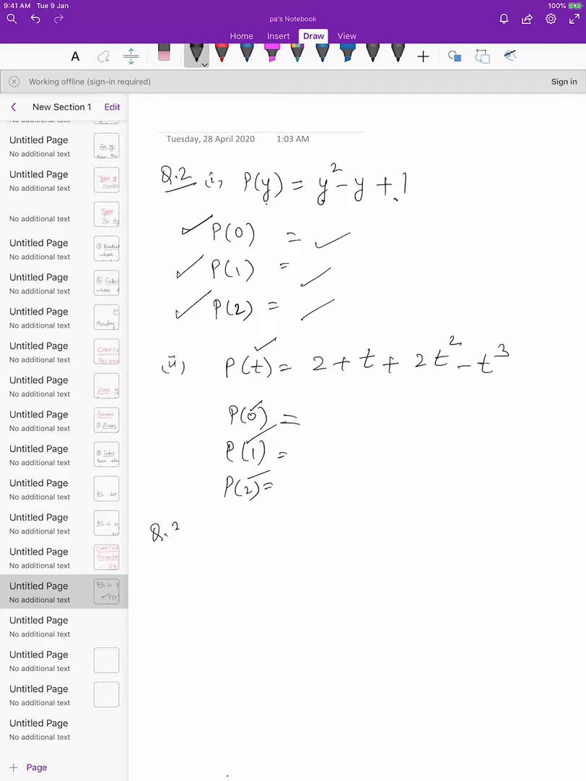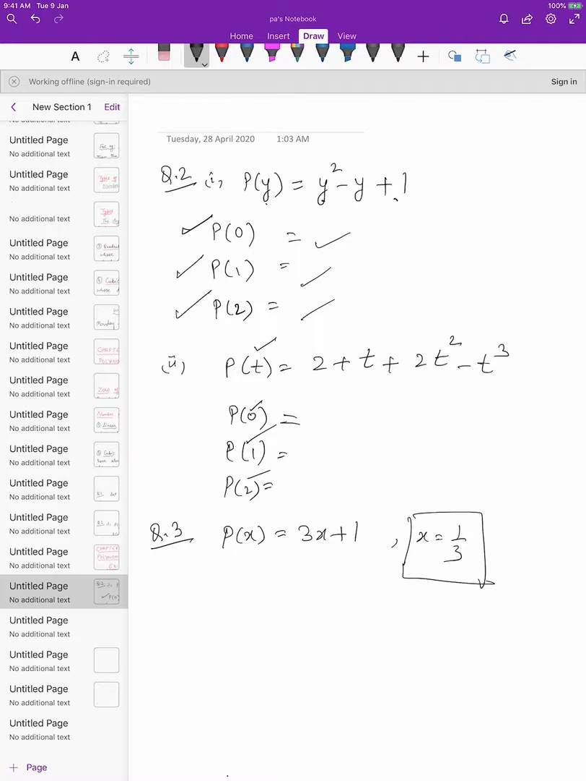Now coming over to question number 3. The third question says, verify whether the following are the zeros of the polynomial indicated against them. Here p of x is equal to 3x plus 1 and x is equal to 1 by 3. Children, in this case you are not supposed to find the zeros of the given polynomial. You just have to check whether the given value of x, like here in this case x is equal to 1 by 3.